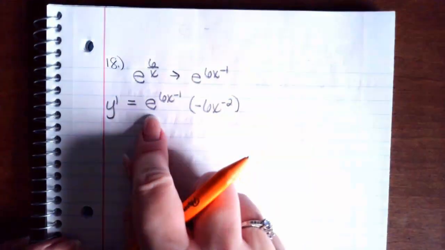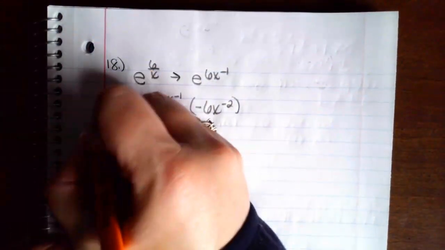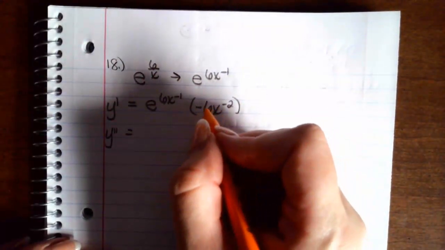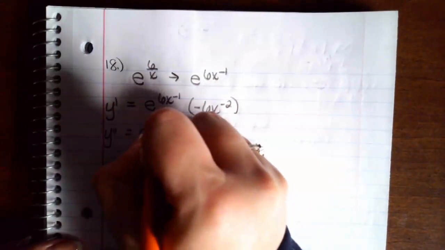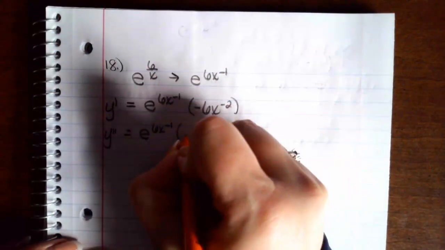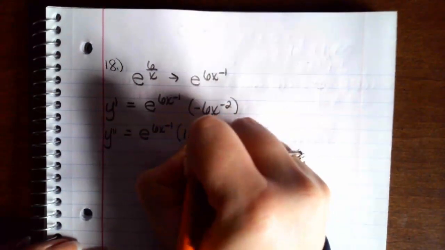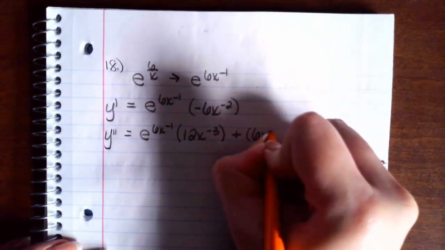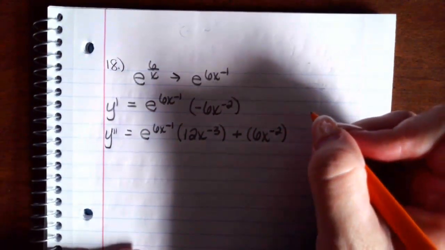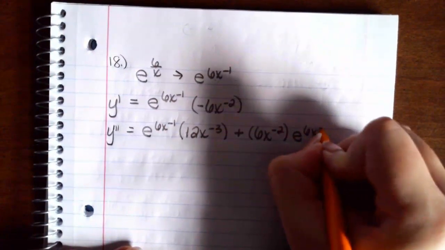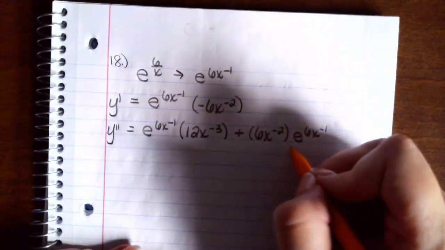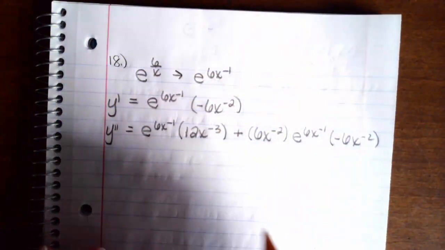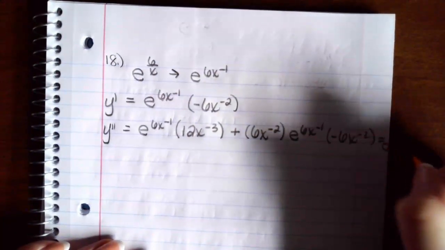Okay? So now I've got variables times variables, and so my second derivative is going to be product rule. So I have the first times the derivative of the second, which is 12x to the negative 3, plus the second times the derivative of the first, which is e to the 6x to the negative 1, and then times the derivative of your exponent, which is negative 6x to the negative 2. And all of that is equal to 0.